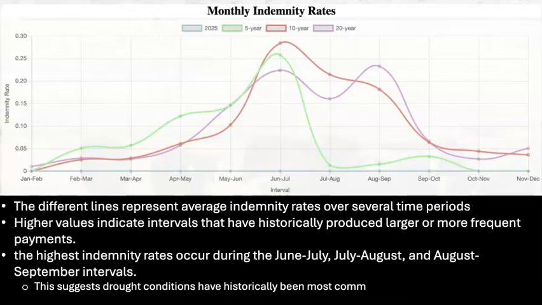This graph helps producers identify which intervals have historically generated the most indemnity payments within their grid. Rather than showing rainfall, it shows the frequency and magnitude of payments that would have occurred during each interval. This graph can be especially useful when selecting coverage intervals. Producers may compare these historical indemnity rates with their forage production cycle to determine whether the intervals most likely to generate payments also correspond with periods most important for forage growth.